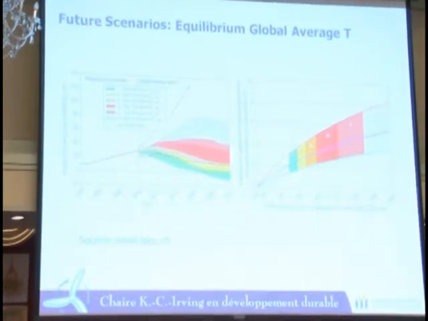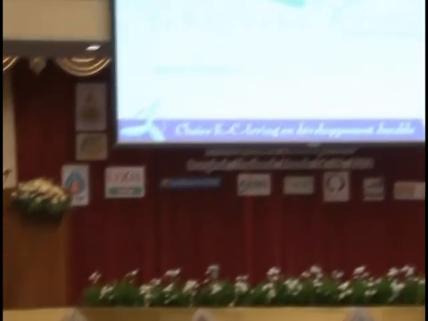But if we want to achieve the 450 scenario and therefore have a 2 degrees Celsius increase in temperature, we need to start decreasing CO2 emission in our activities. So not only stabilize CO2 emission, but decrease CO2 emission in order to have a maximum 2 degree Celsius temperature increase in the atmosphere.